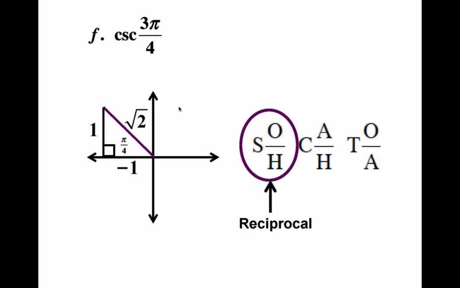For F, 4 does not go into 3. So it's more than half a pi, but less than a full pi, so it's going to be over here. The denominator is 4, so this is pi over 4. This is equivalent to 45 degrees. We know that the legs are 1, and the hypotenuse is the square root of 2. Left is negative, up is positive. We're finding the cosecant ratio, which is the reciprocal of sine. So it's the hypotenuse, square root of 2, over the opposite, which is 1. Root 2 divided by 1 is root 2.